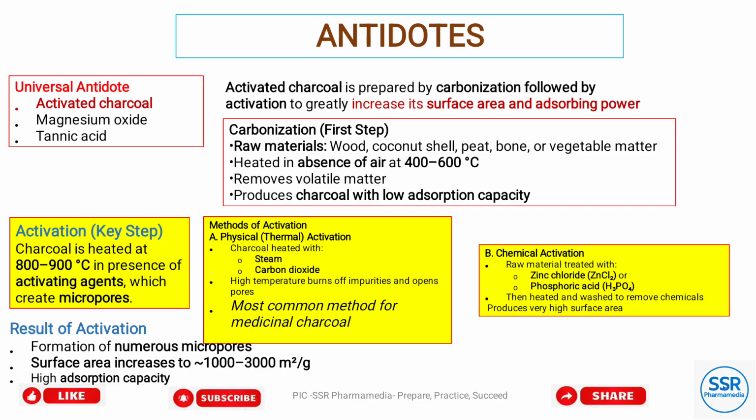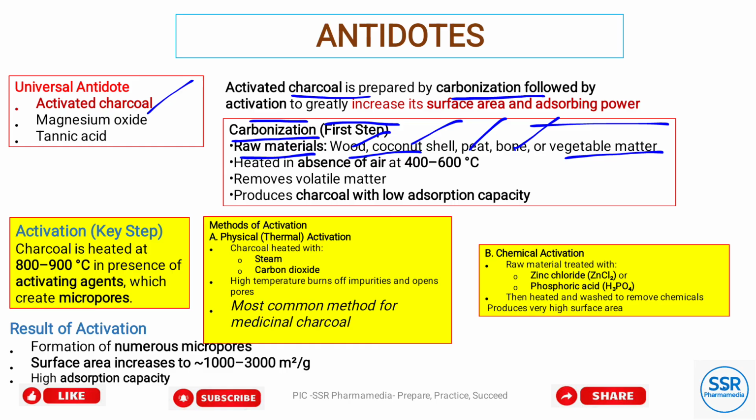Next, about the universal antidote, activated charcoal. Activated charcoal is prepared by carbonization followed by activation to greatly increase its surface area and absorbing power. Next, the carbonization steps. First, we take raw material like wood, coconut shell, peat, bone or vegetable matter. From this we prepare the activated charcoal.